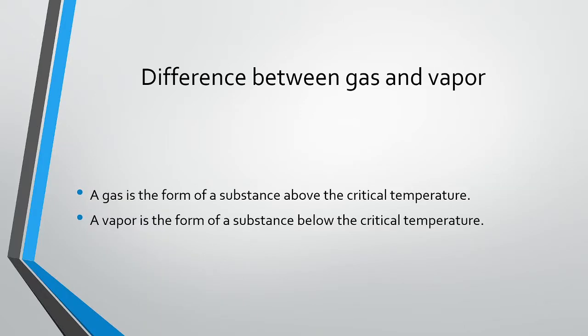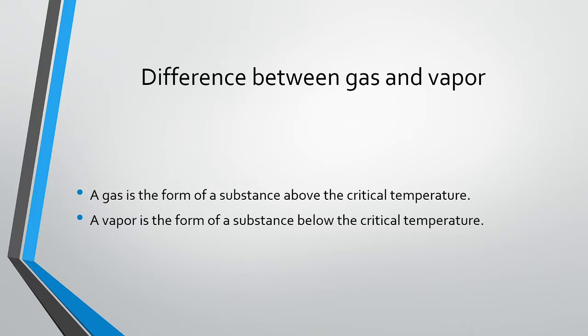So first of all, this chapter is about gas and the theories and some principles of gas. So first of all, we have to know the main difference between a gas and a vapor. So what is gas and what is vapor? To define this, we have to learn another definition that is called critical temperature. A gas is the form of a substance which is above the critical temperature, and a vapor is the form of a substance below the critical temperature.